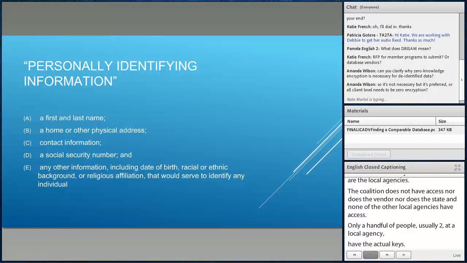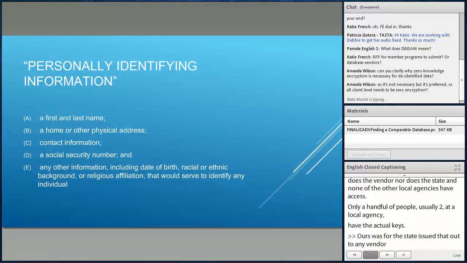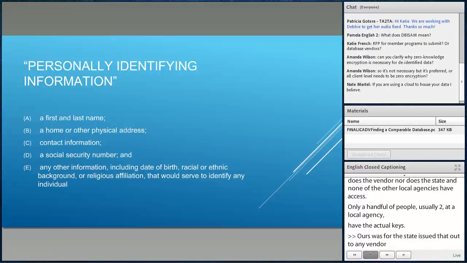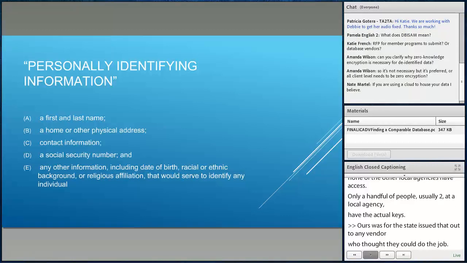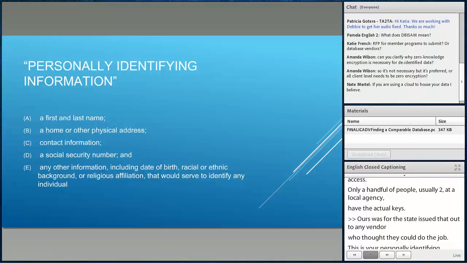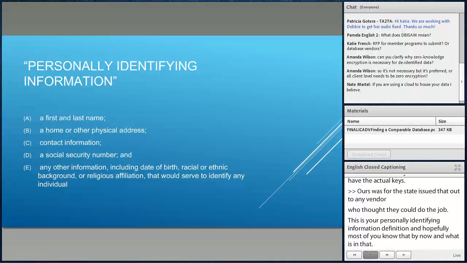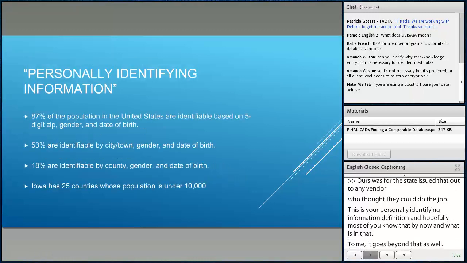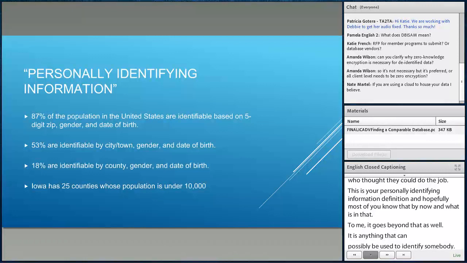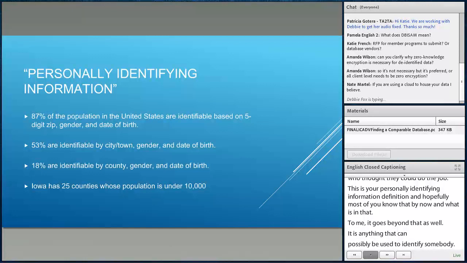All right. On the screen here is your PII definition. Hopefully most of you know that by now or know what's in there. To me, it kind of goes beyond that too. It's, again, anything that could possibly be used to identify somebody. Now here's some stats on what PII actually means and what it can boil down to. There are 25 counties with population under 10,000. We have 99 counties, so it's a sizable chunk.